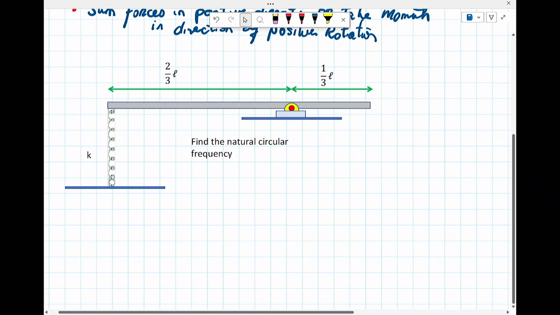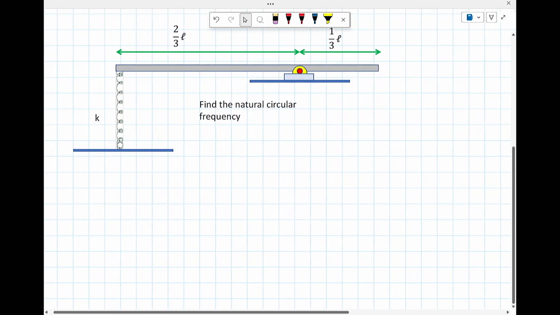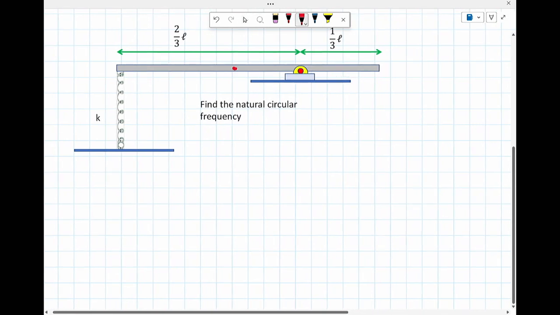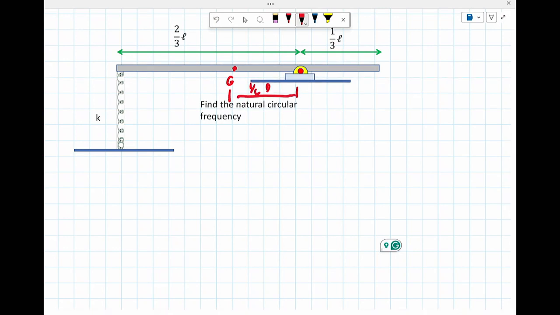All right, here we have the first rigid body problem. So 1/3 L to the pin, 2/3 L to the end. There's the spring, and it's over here. Now I know G is at the halfway mark, so that's going to be 1/6 L. I think that's everything. Okay.